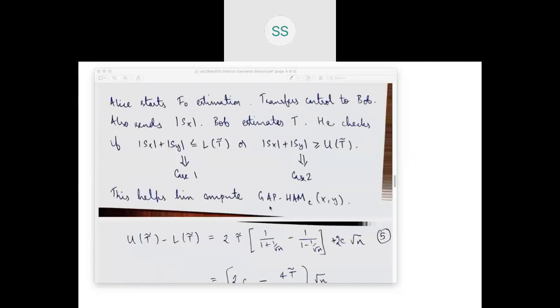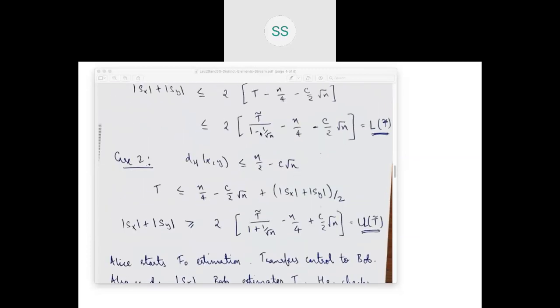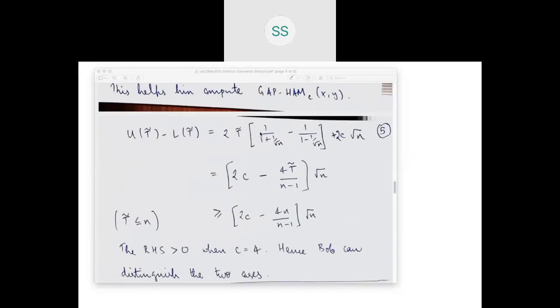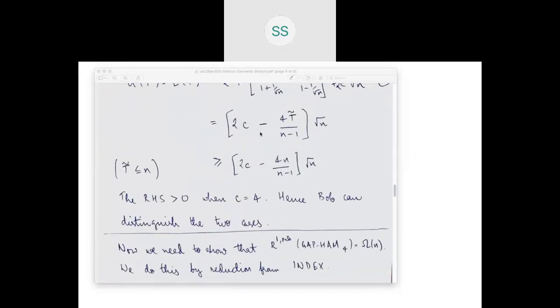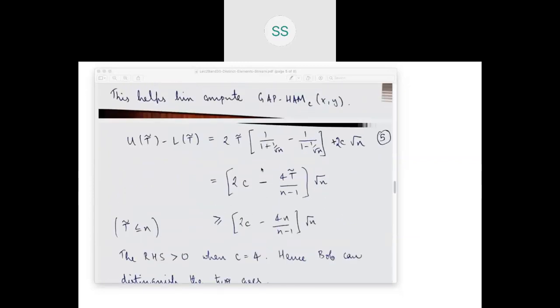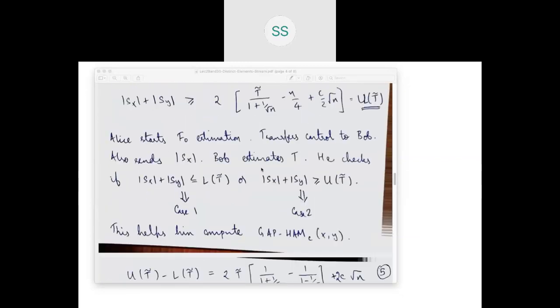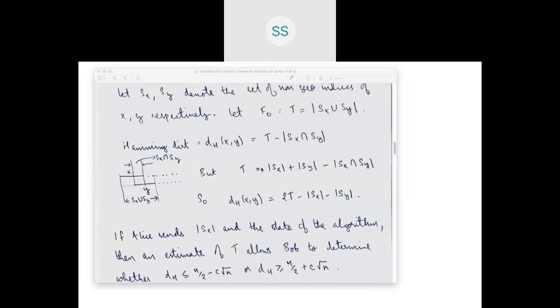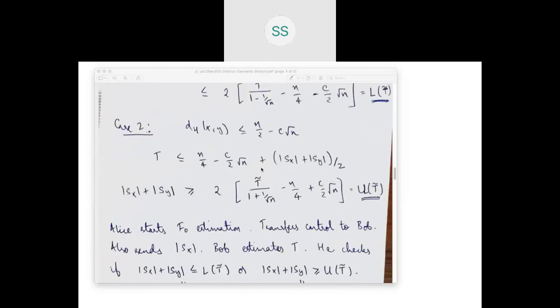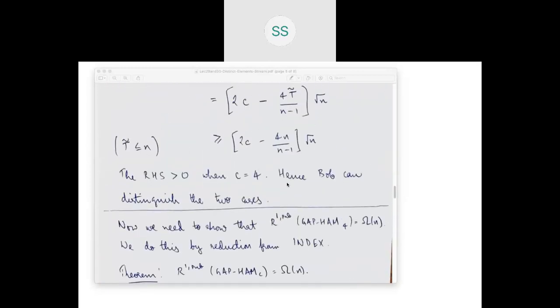So now Bob can tell whether he's in case 1 or case 2, and hence he can say whether the gap Hamming function is 0 or 1. And that completes the proof of the reduction from gap Hamming distance to the computation of f0.